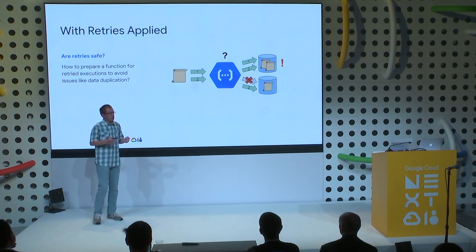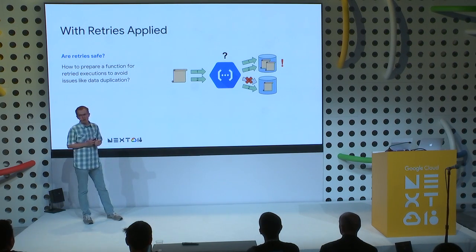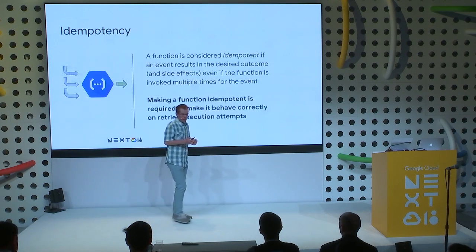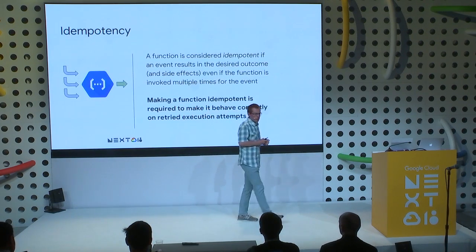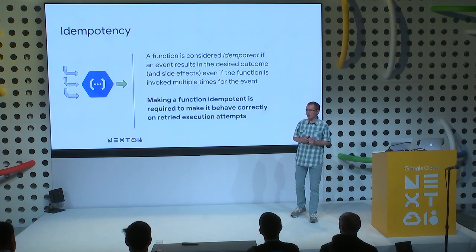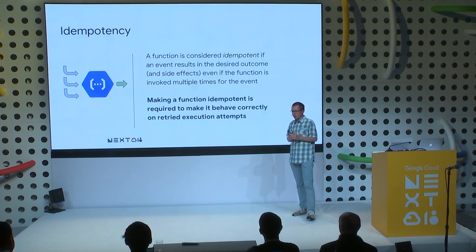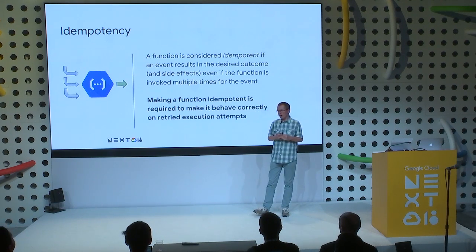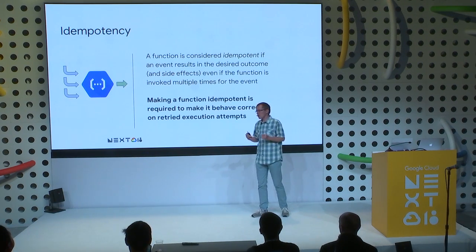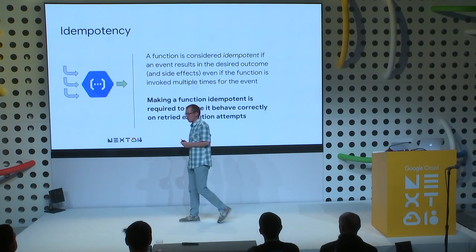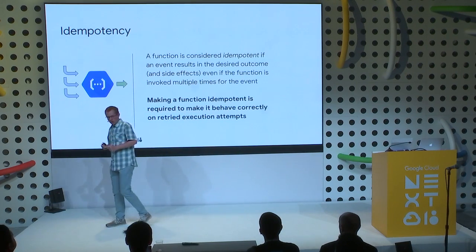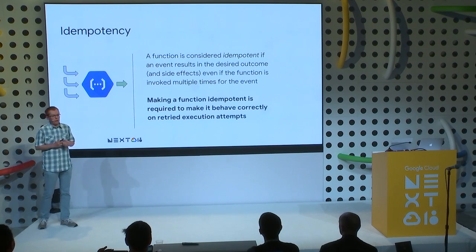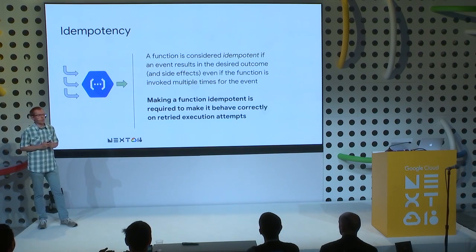Can we do anything to prepare the function for retried executions to avoid issues like data duplication? The answer is yes, and the concept of idempotency comes in handy here. A function is considered idempotent if an event results in the desired outcome and side effects, even if the function is invoked multiple times for the same event. So making a function idempotent is actually required to make it behave correctly on retried execution attempts.